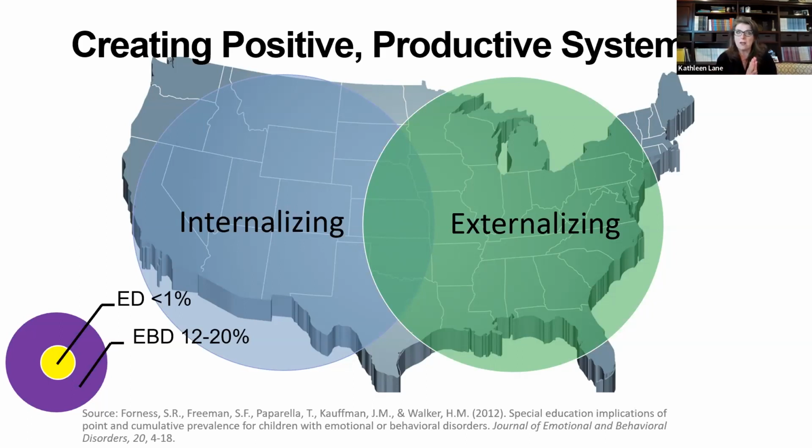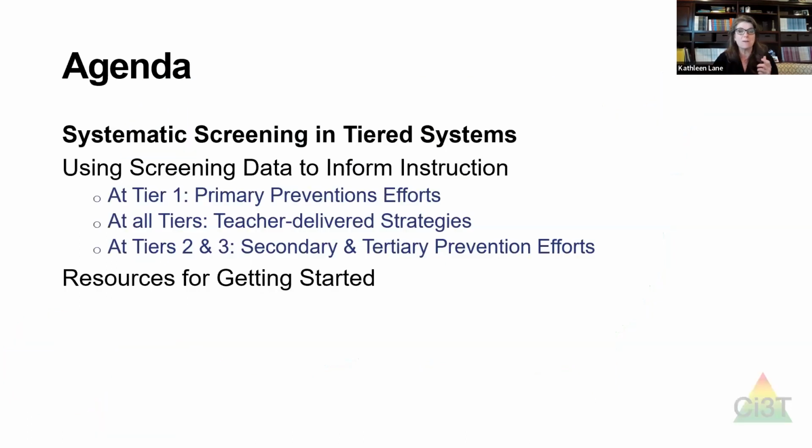So thank goodness that we've got tiered systems in place so that we can have a plan that embraces the systemic approach to not only preventing learning and behavior and social and emotional well-being challenges from occurring, but then responding efficiently and effectively when they do occur. So as we get started today, as I mentioned, we're going to start by talking about systematic screening in tiered systems. And I want to emphasize, we want to have a plan before you screen.